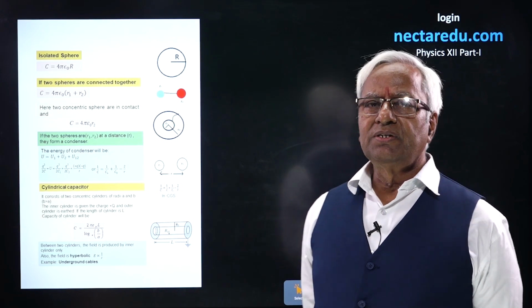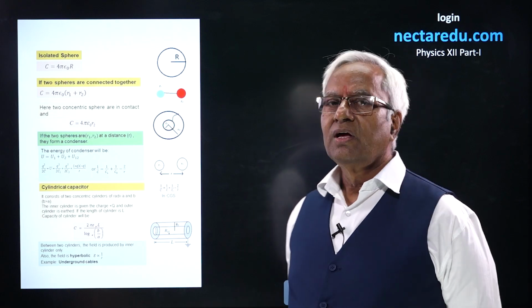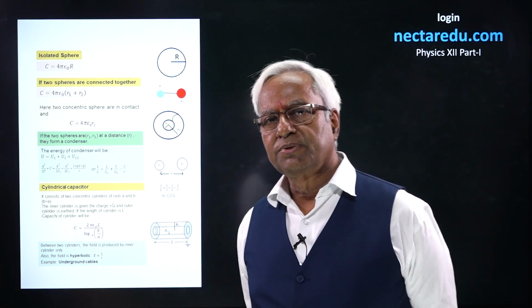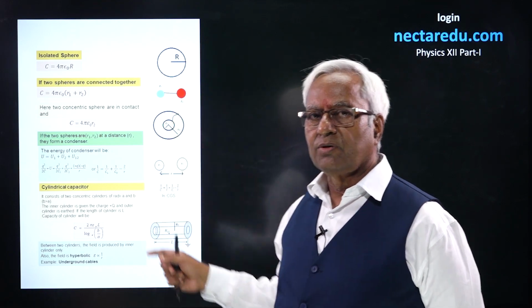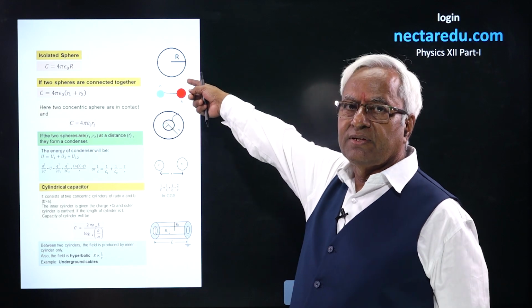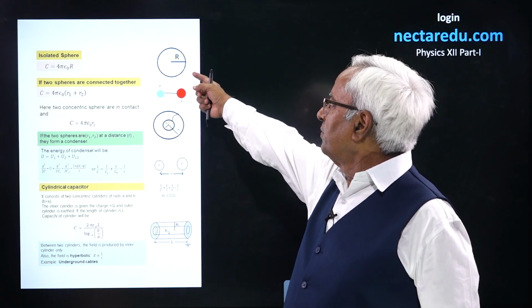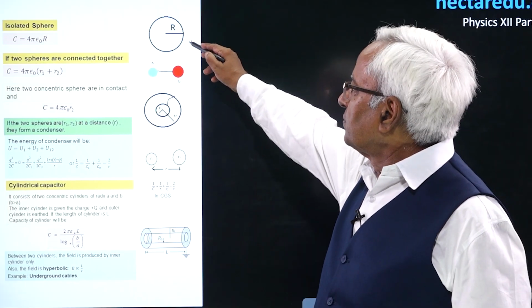Now we'll consider one by one different cases regarding spheres. Actually, we are concerned with the capacitors, but then the shape of the conductor is also very important. Suppose you are having an isolated sphere like this, the capacity will be 4 pi epsilon naught into R.